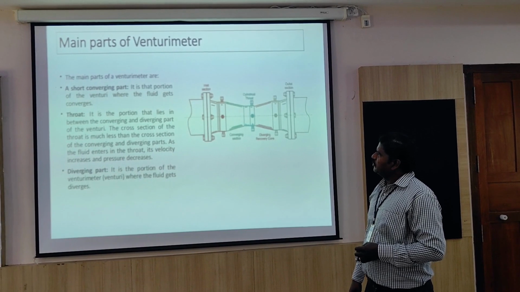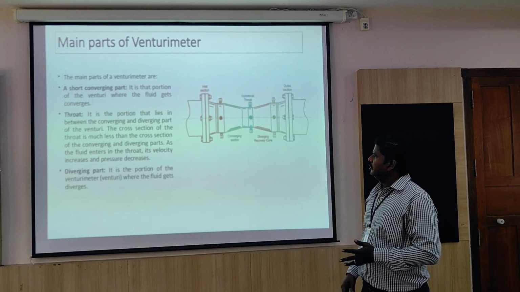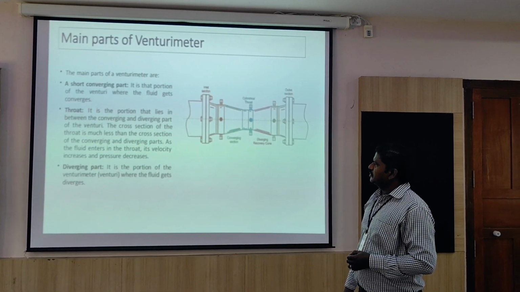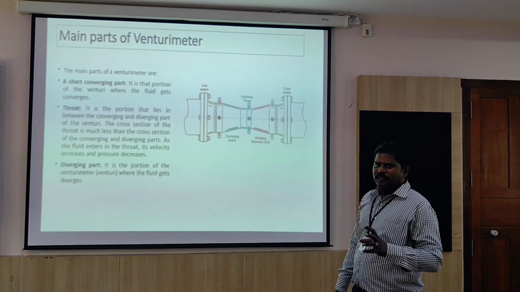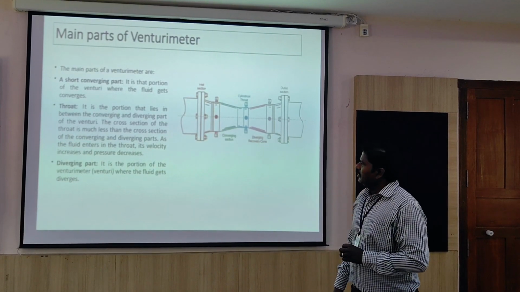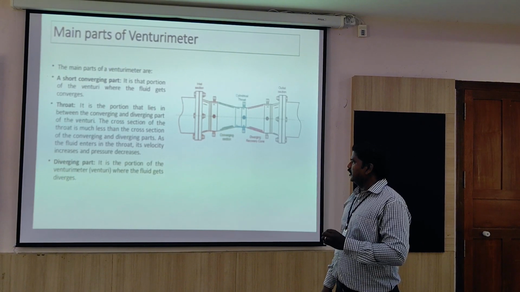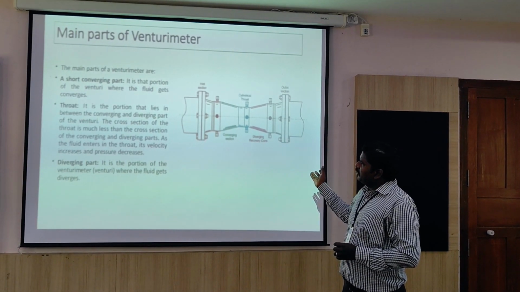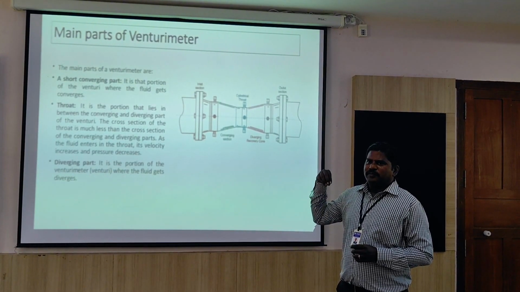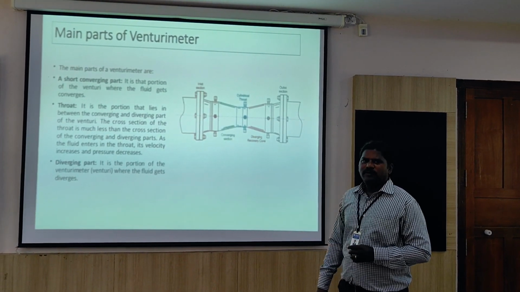And the second part, the throat, is the portion that lies in between the converging and diverging parts of the Venturi. The cross section of the throat is much less than the cross section of the converging and the diverging parts. That is, the throat is the smallest part in the Venturimeter. As the fluid enters the throat, the velocity increases and the pressure decreases. And the last part is the diverging part, where from the throat the fluid enters into the diverging part and the flow occurs.